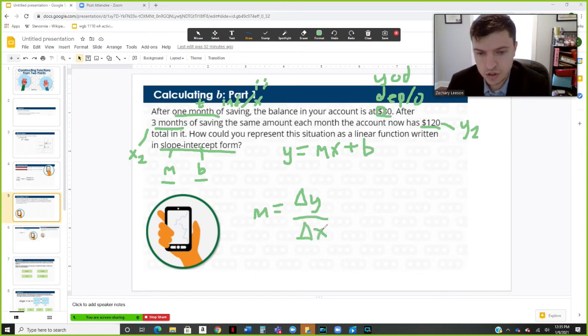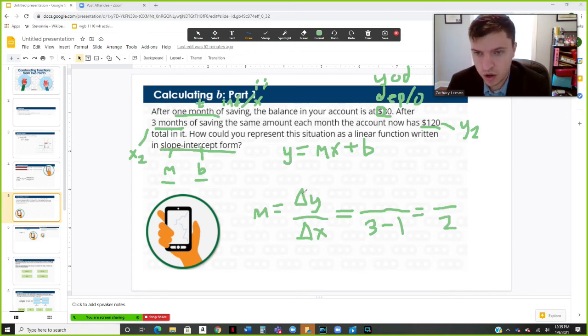In this case, it's a change in the amount of money over time, right? So how much time is represented in this situation? So I have 3 months minus 1 month. So it looks like maybe this has been 2 months in the making here, right? Between these two values here.